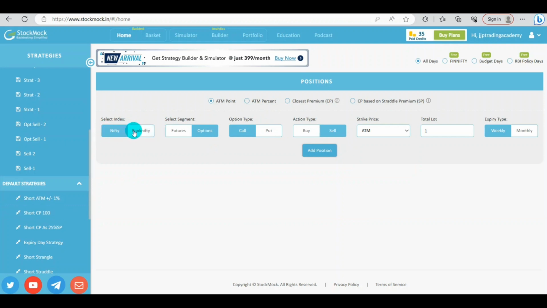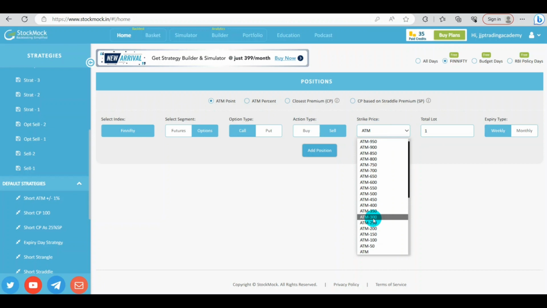First of all, if you want to go with Fin Nifty, there are no charges for the backtesting. For Fin Nifty there are no charges for the backtesting, so you can do the backtest directly. Whatever backtest you are doing, there will be no deduction in the credits. So now I am just going to keep Fin Nifty, options and call option. If you want to go with option selling, you can go ahead, and you can also choose the strike price here itself.